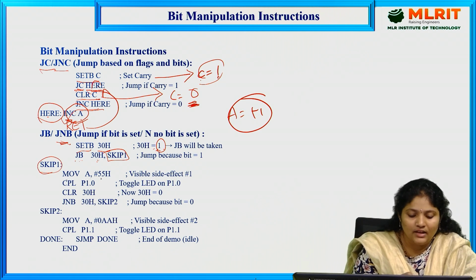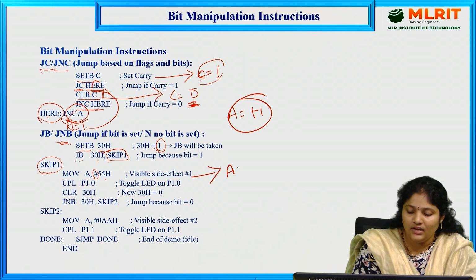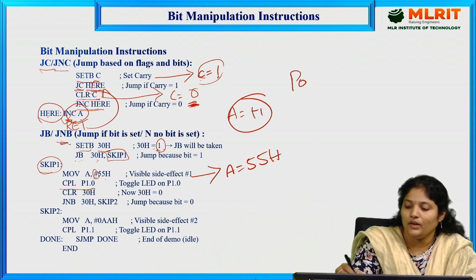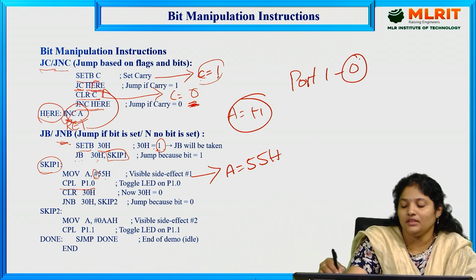So here it is skip 1. Now MOV A, #55H. Here we represented hash, so it is raw data. After this A will become 55H. Now CPL P1.0. CPL means complement. P1.0 means in port 1, the 0th location.